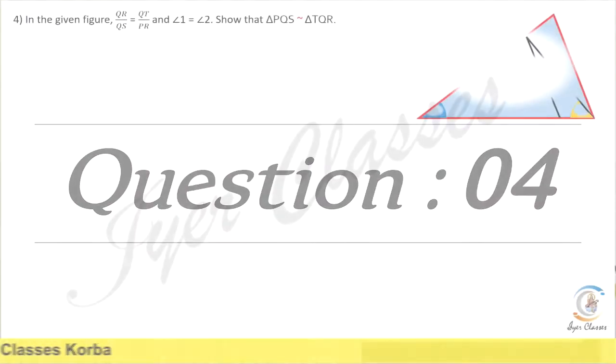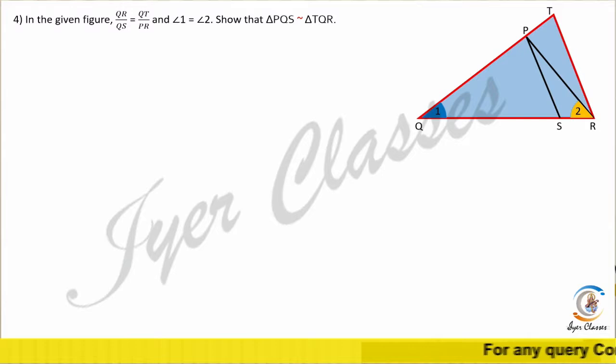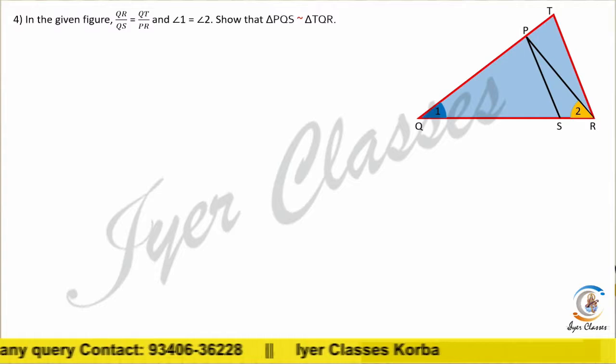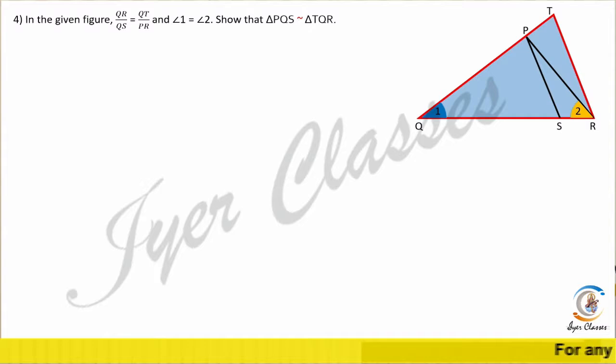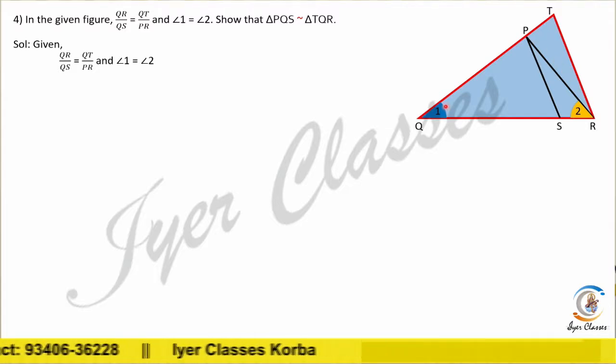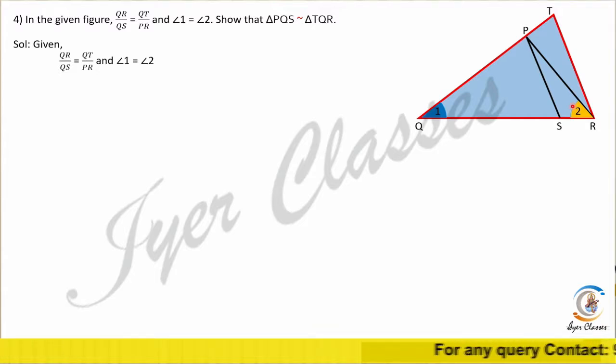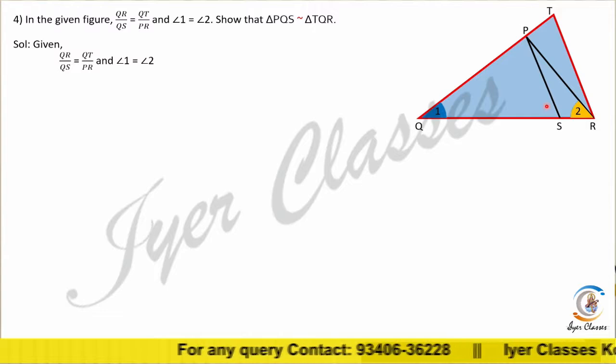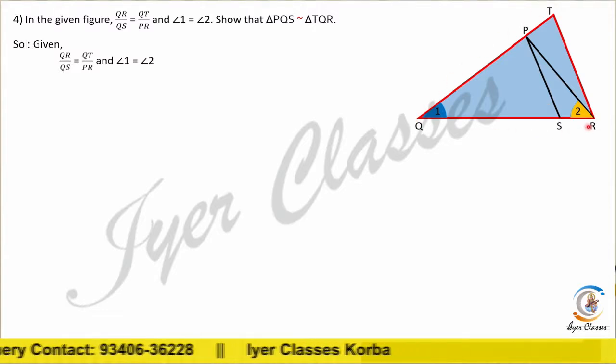Question number 4. In the given figure, you are given that QR by QS is equal to QT by PR and angle 1 is equal to angle 2. We are supposed to prove that triangle PQS is similar to triangle TQR. What is given to you? QR by QS is equal to QT by PR, and also we are given that angle 1 is equal to angle 2. We are supposed to prove that triangles PQS and TQR are similar to each other.